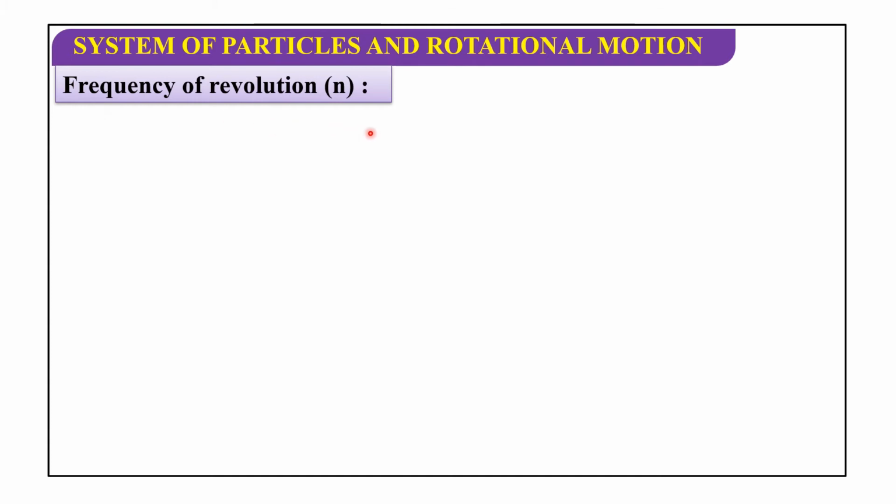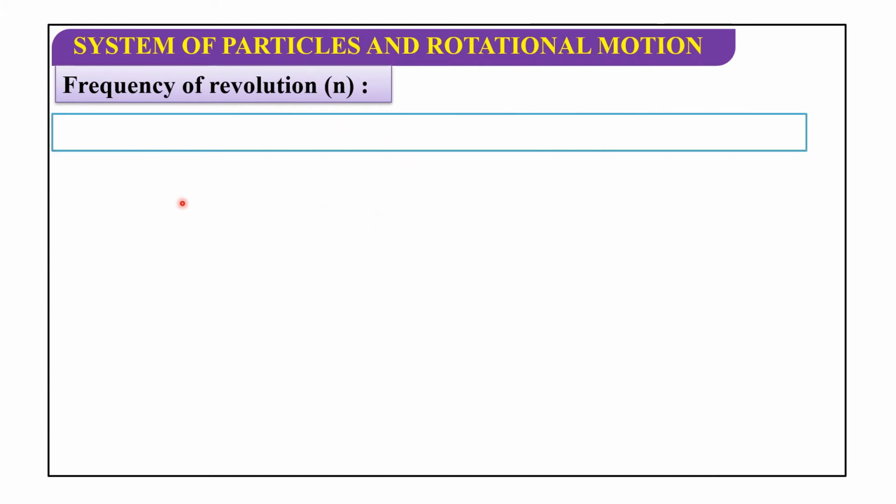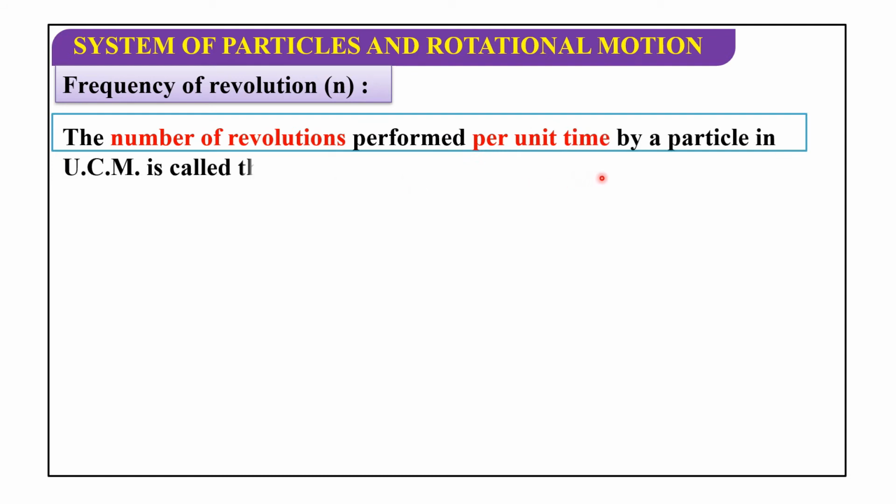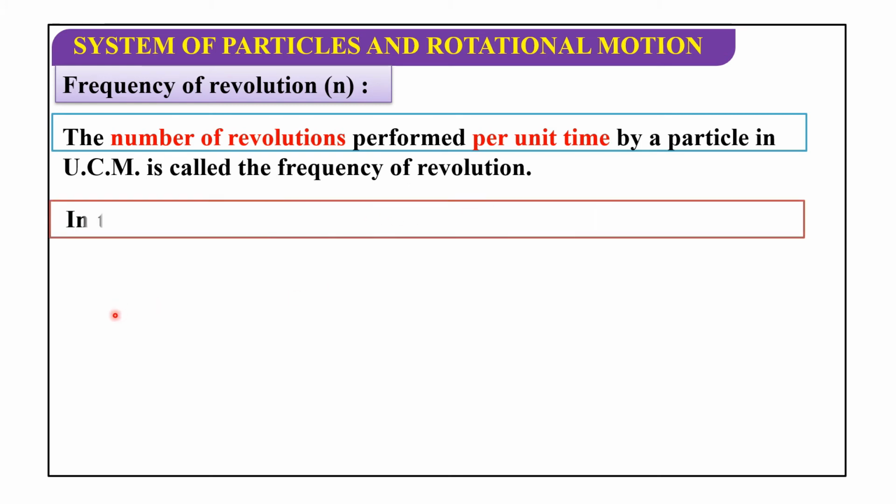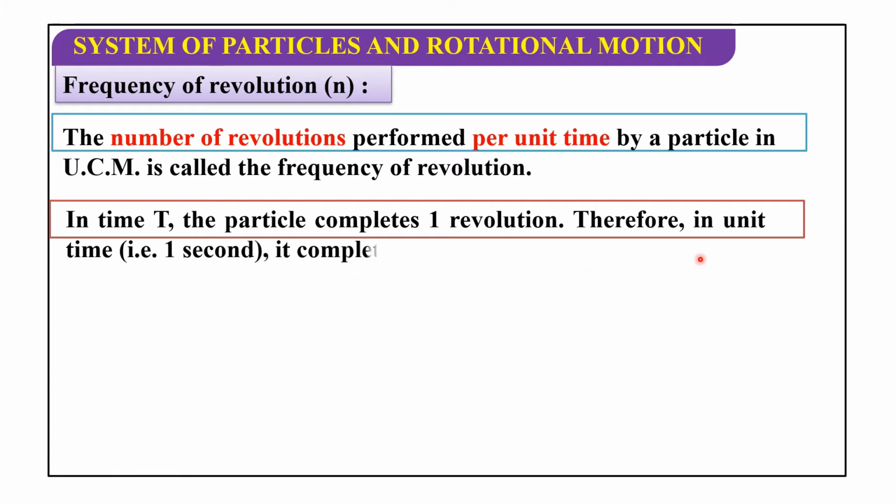Frequency of revolution n. Let us discuss. The number of revolutions performed per unit time by a particle in uniform circular motion is called the frequency of revolution. So in time t, the particle completes one revolution. Therefore, in unit time, that is 1 second, it completes 1 by t revolutions. Therefore, n is equal to 1 by t.